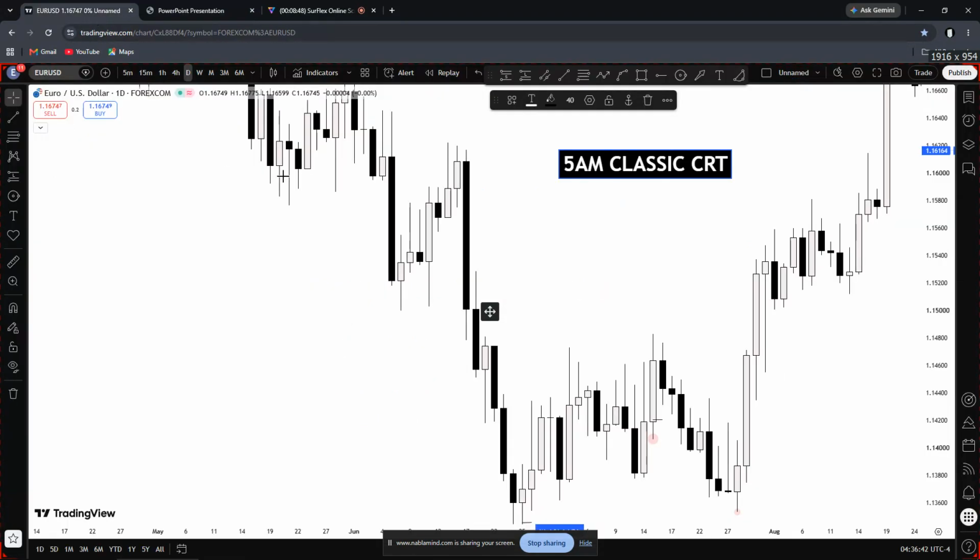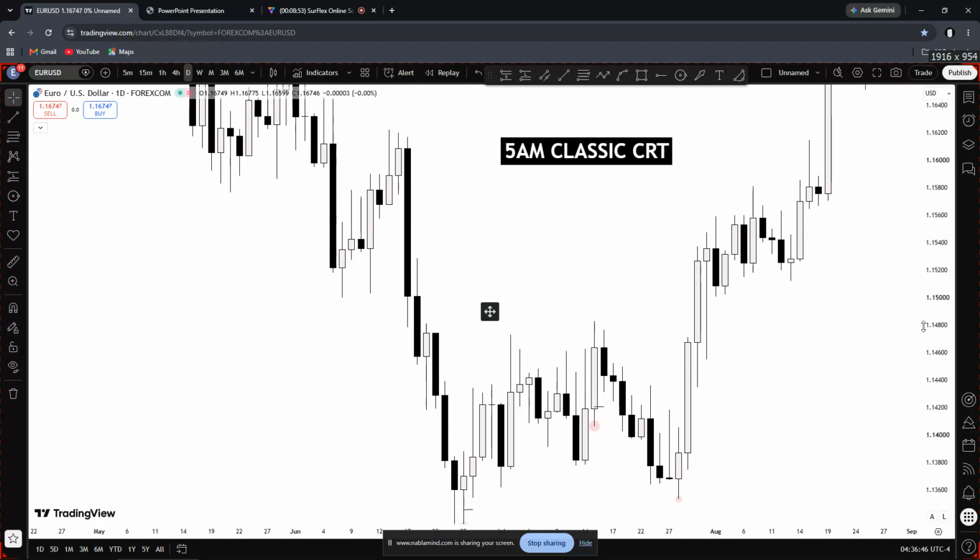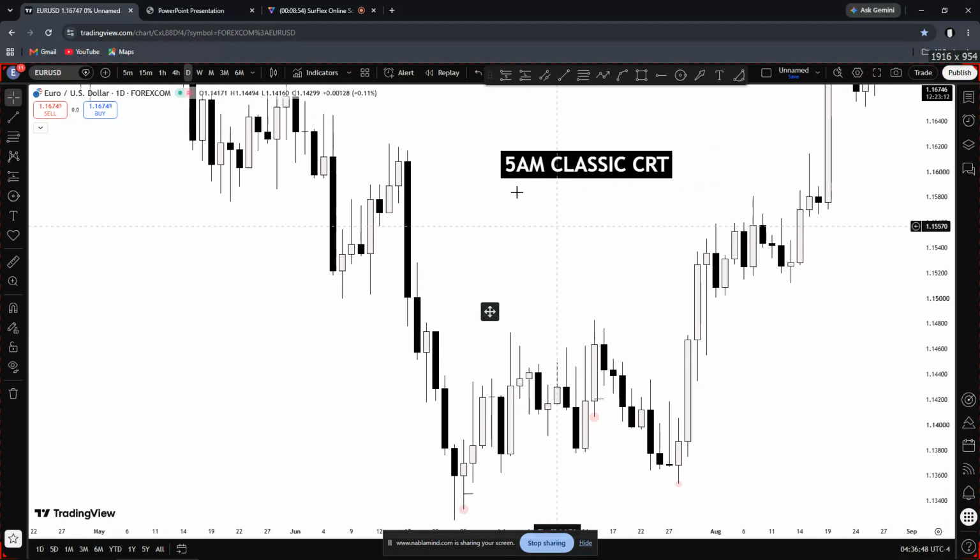Now, let's dive into the chart. Looking at this, it is on EUR/USD. This is the asset I trade. This is the 5 a.m. CRT to be precise. And let me break down a few examples for you guys so that you will understand.